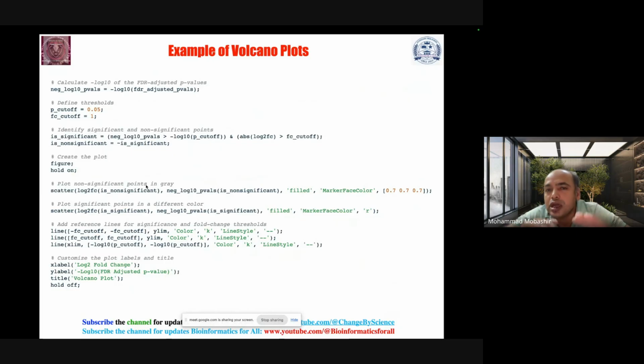And for manual volcano plot, this is the detail. You need to define the threshold of p-value cutoff and the threshold of fold change cutoff, and then you go for a scatter plot where you can plot all the fold change values and p-values simultaneously by using a command called hold on. Then you can go for reference lines if you want to add lines for the fold change threshold and everything. And for manual labeling, you can use such commands to label them.